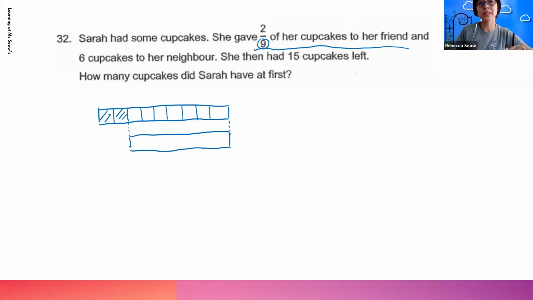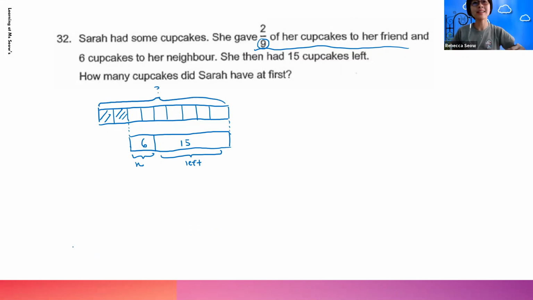So I'm going to bring down this remainder and I'm going to take out 6. Okay, this goes to the neighbor. Then she had 15 cupcakes left. So this portion is what is left. How many cupcakes did Sarah have at first? So this is where I put in the question mark.